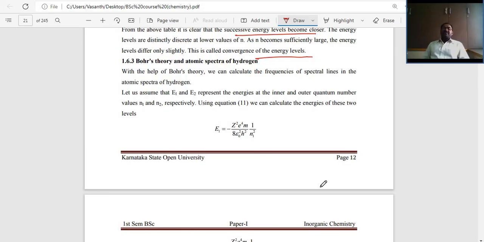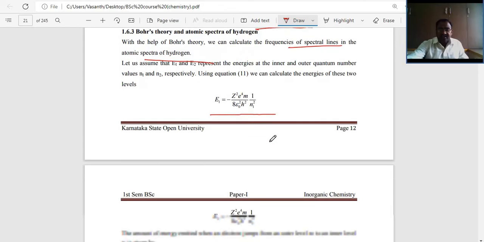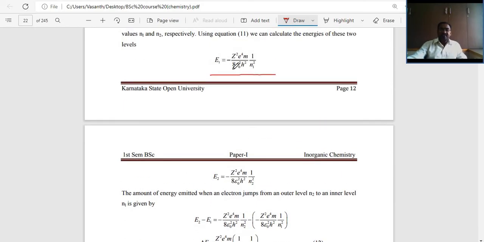Bohr's theory and atomic spectra of hydrogen. With the help of Bohr's theory, we can calculate the frequencies of spectral lines in the atomic spectra of hydrogen. We derived the expression of these energies: Z square e to the power of 4 into m by 8 epsilon naught square h square into 1 by n square. In that, n square is the variation. There is no change in the remaining terms; only the energy level changes.